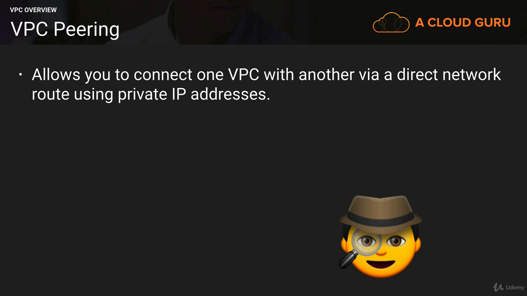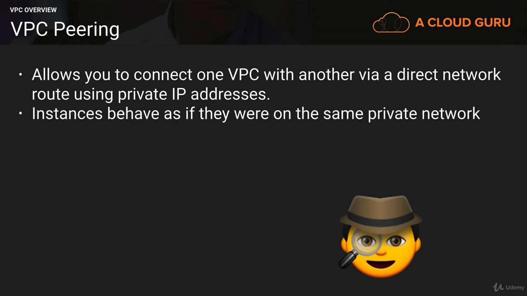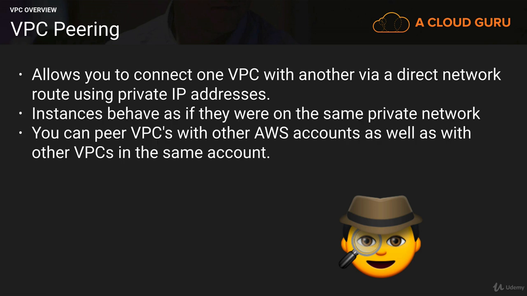So I could have an instance on one subnet inside a VPC that could communicate to another instance inside another subnet inside another VPC, and that would be done over a private IP address. Instances behave as if they are on the same private network when you peer VPCs, and you can peer VPCs with other AWS accounts as well as other VPCs within the same account. So you can have a completely separate AWS account with a completely separate VPC, and you are able to peer directly to that VPC in that other AWS account as well.